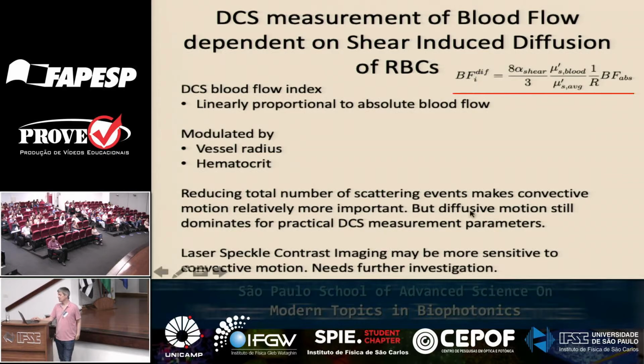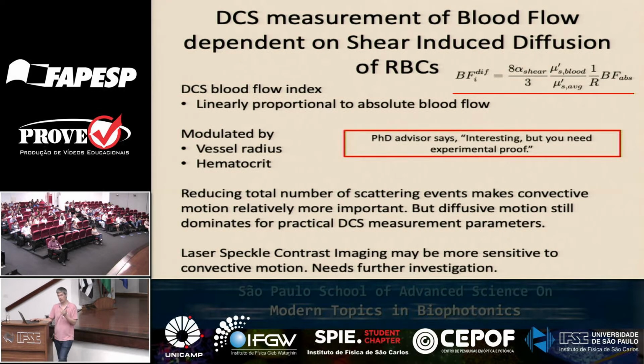We did notice this trend that as we made measurements at shorter and shorter length scales, source detector separations, the ordered motion of the red blood cells would become more important. It was still the disordered motion that dominated. So it suggested to us that maybe with laser speckle contrast imaging, which I'm about to tell you about, we might actually be more sensitive to that ordered convective motion rather than the disordered shear-induced diffusion of red blood cells, right? But that needs further investigation.